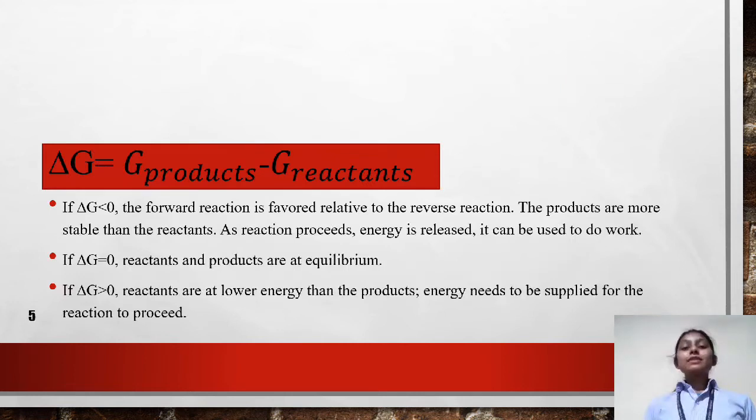The change in free energy can be calculated from the free energy of the products minus the free energy of the reactants. If the delta G, that is the change in free energy, is equal to 0, then the reactants and products are at equilibrium. If the change in free energy is greater than 0, then more energy is required for the reaction to move in the forward direction, and if the change in free energy is less than 0, then the forward reaction is favored.